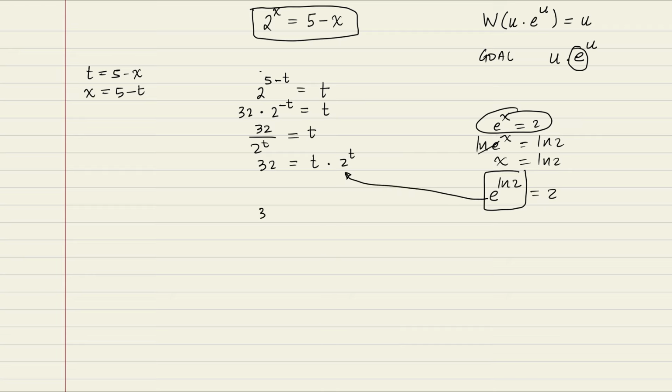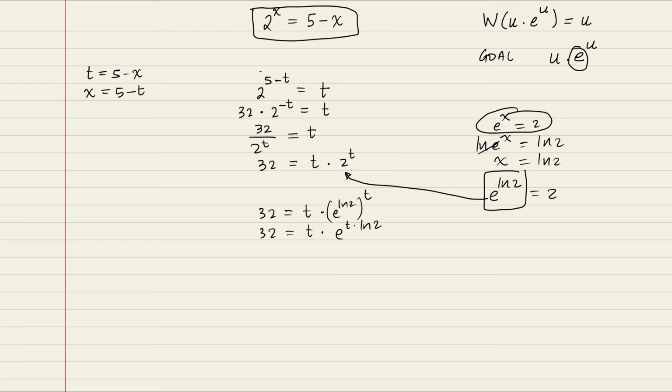So I'm going to have 32 is equal to t multiplied by e to the power ln of 2, raised to the power of t. Now I can use my exponent rules, and I'll have 32 is equal to t multiplied by e to the power of t times ln of 2.